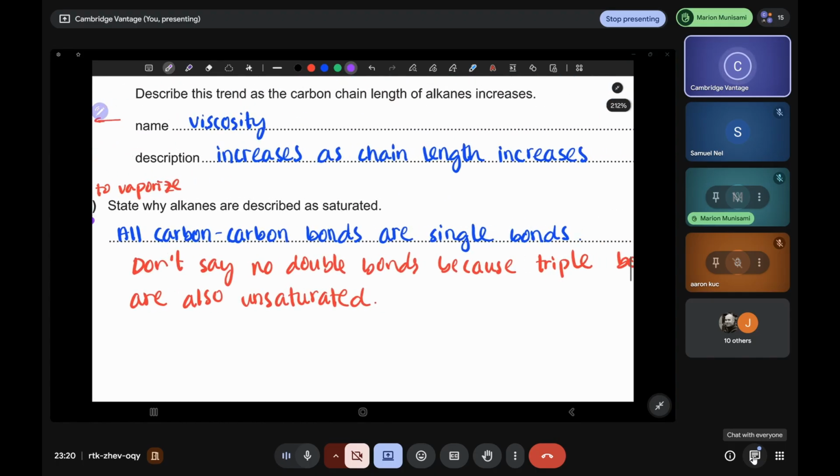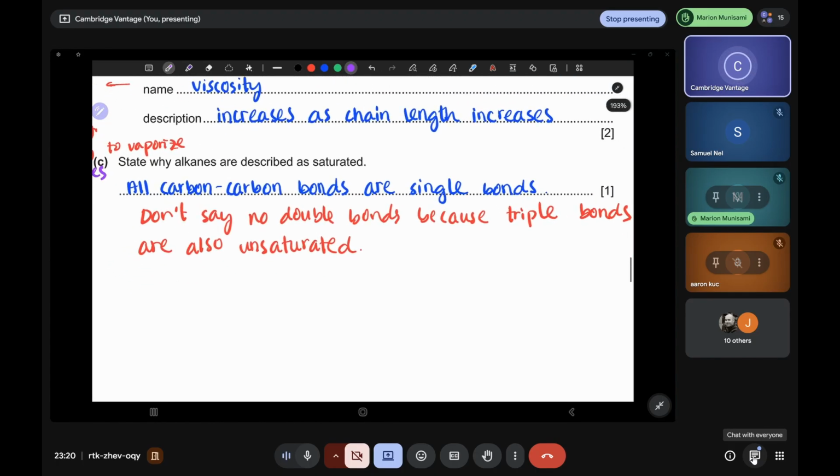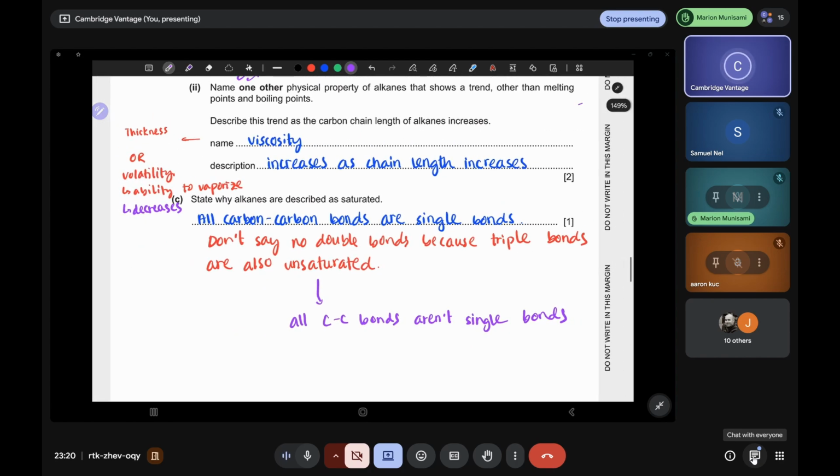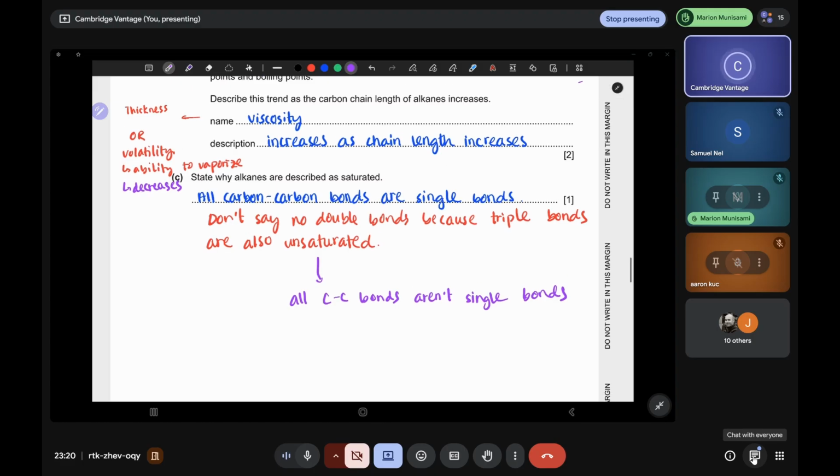So from now on, whenever they ask you about saturated or unsaturated, always write that all carbon-carbon bonds are single bonds. And if they ask you about unsaturated, write that all carbon-carbon bonds aren't single bonds. Okay. All carbon-carbon bonds aren't single bonds. That's the distinction between saturated and unsaturated. I hope this is clear. Please do not lose marks for this in the exam.